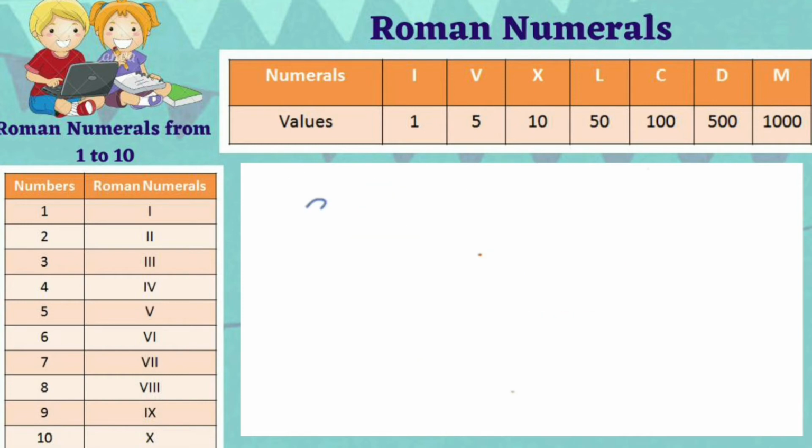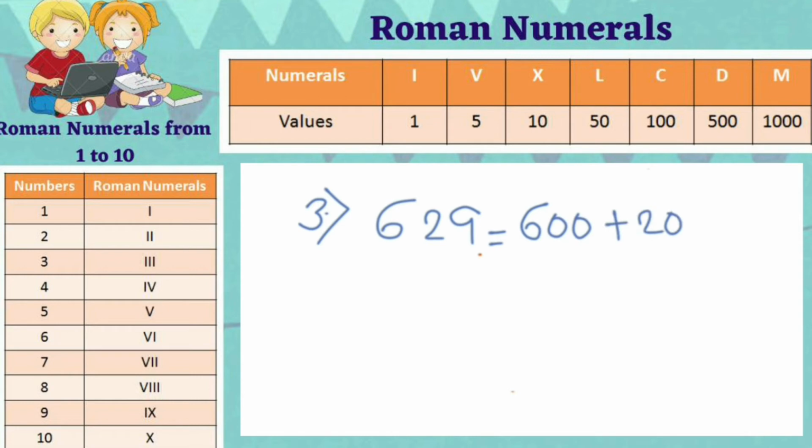Now our last example with regards to conversion of a number to a Roman number is 629. So first I'll convert it into an expanded form. I'll find its expanded form. It is 600 plus 20 plus 9. First I will find the Roman numeral of 600.